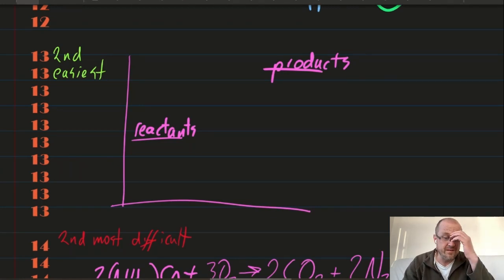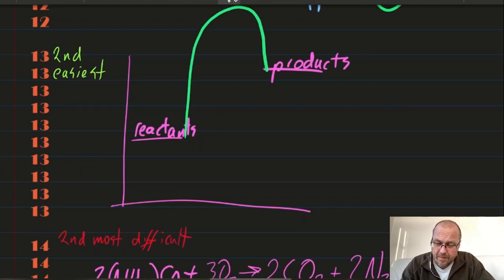I'm not even drawn the line. Well, that to me looks like an endothermic one. The products have higher energy than the reactants. So that's going to be A or B.